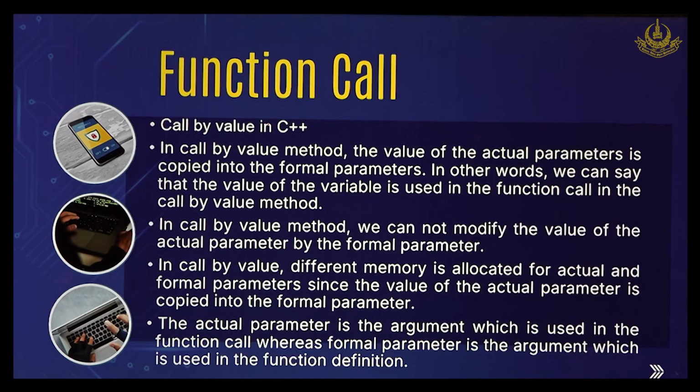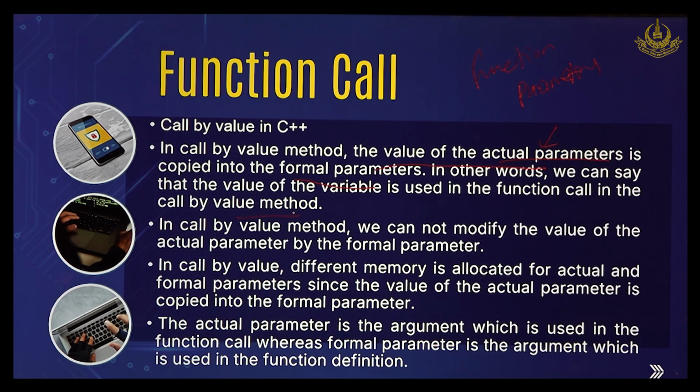So in the call by value method, the value of the actual parameter is passed to the formal parameters. What are those formal parameters? The function parameters are called formal parameters. The parameters defined in the function signature are called function parameters. We can say that the value of the variable used in the function call is the call by value method.